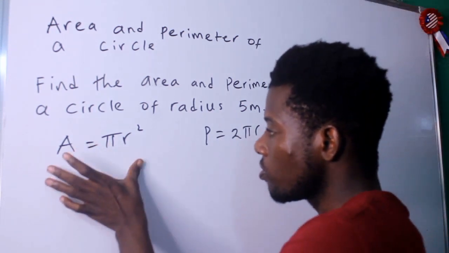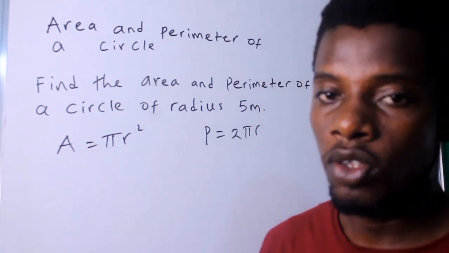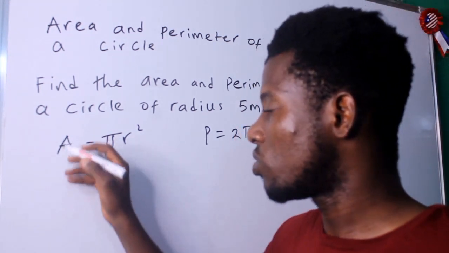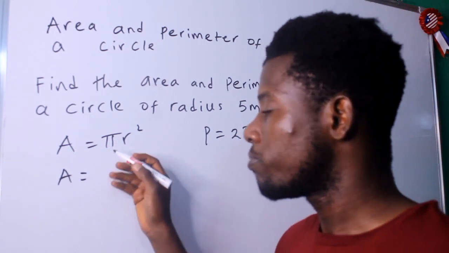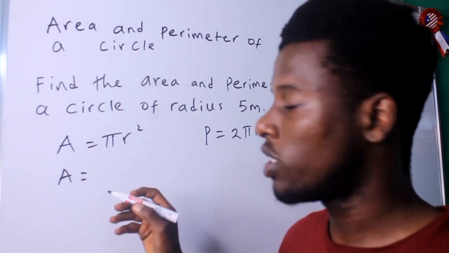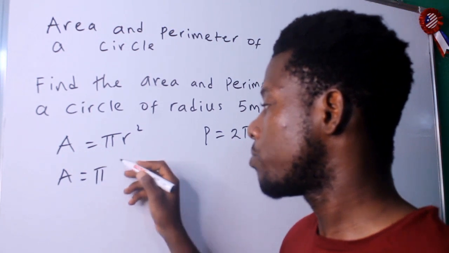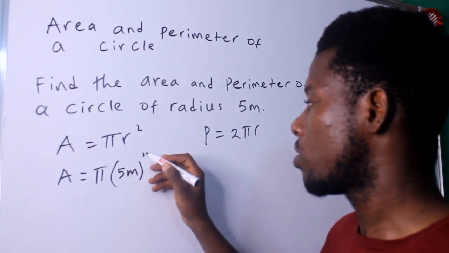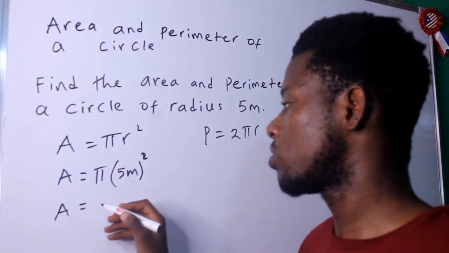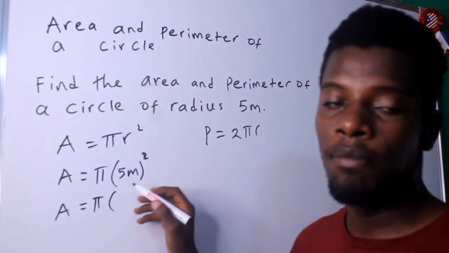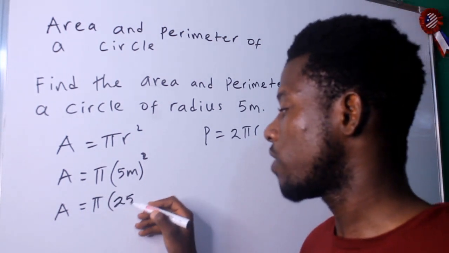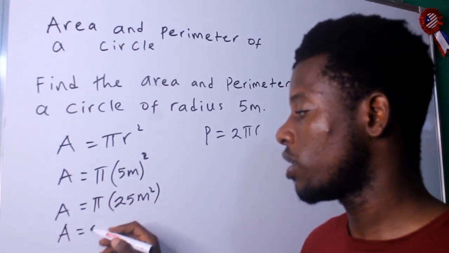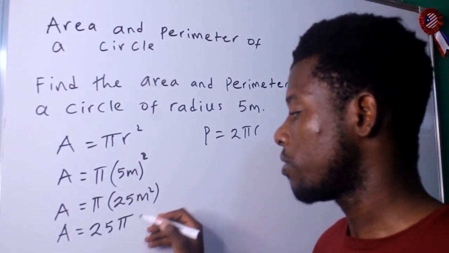So the area depends on the radius. To find the area, you only need to know the radius, that's all. This pi is a constant. So the area is equal to pi, which is 3.14 or 22 over 7. So I'll just put pi multiplied by r, that's 5 meters, so 5 meters all squared. So the area is equal to pi times 5 meters all squared, which gives you 25 meters squared. And if you multiply 25 times pi, you get 25 pi meters squared.